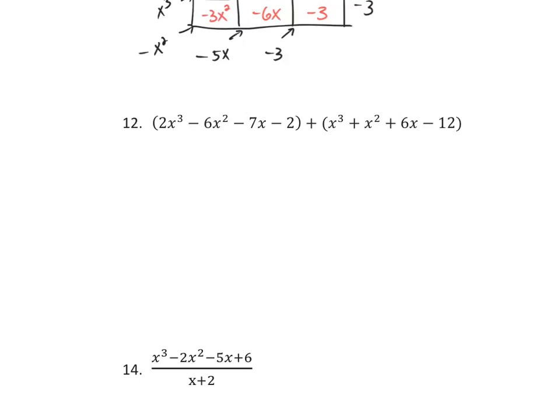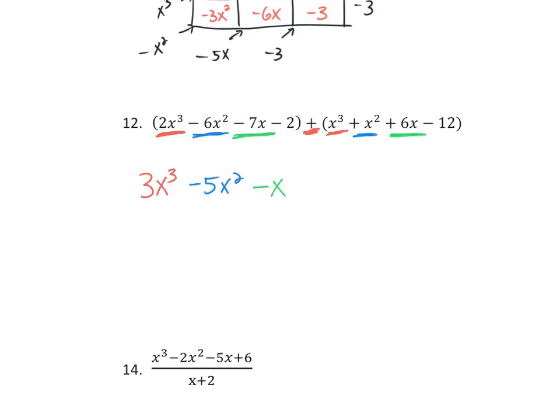We've got an addition problem here. Notice that the main thing, and that might be a little bit surprising because we've been doing a whole bunch of multiplication and division, but this addition sign, all it means is that everything stays the same and all I'm doing is combining like terms. So I'm going to collect the x to the power of 3 terms. So I've got 2x to the third and x to the third, so that's a total of 3x to the third. I've got negative 6x squared and x squared, so that makes it negative 5x squared. I've got negative 7x and positive 6x, and negative 7 plus 6 is negative 1x, or just negative x.